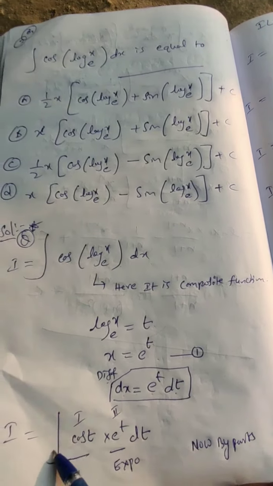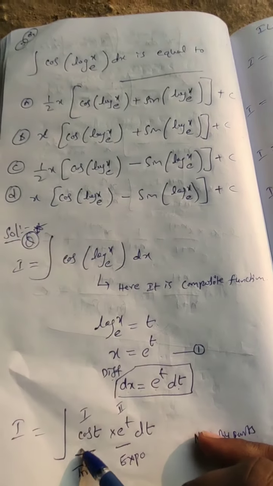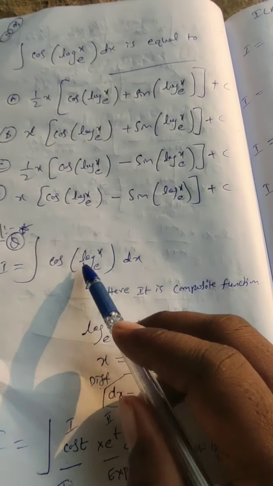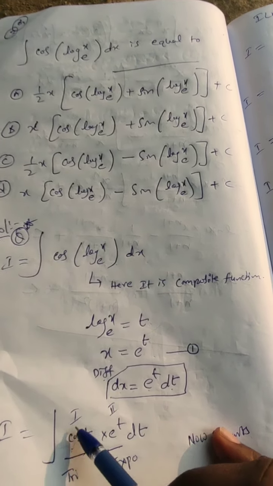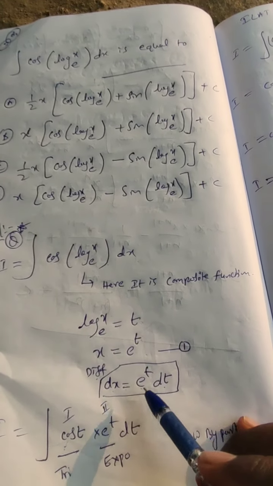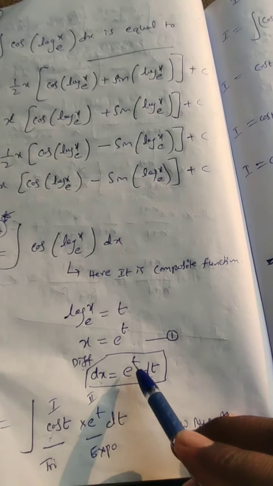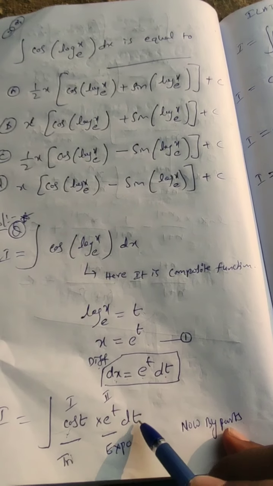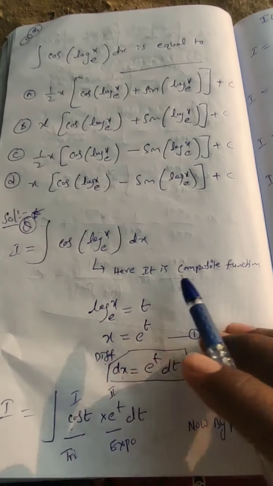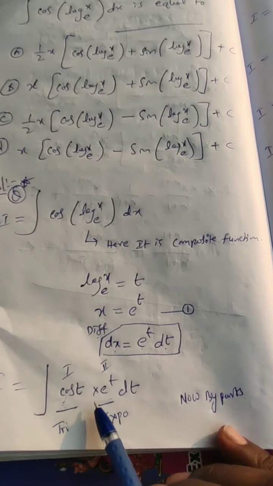Are you getting it? I is equal to integration. I can write this as cos, and this log x with base e is assumed as t, so I get cos t. Now the dx is e power t dt. So dx is converted into e power t dt.